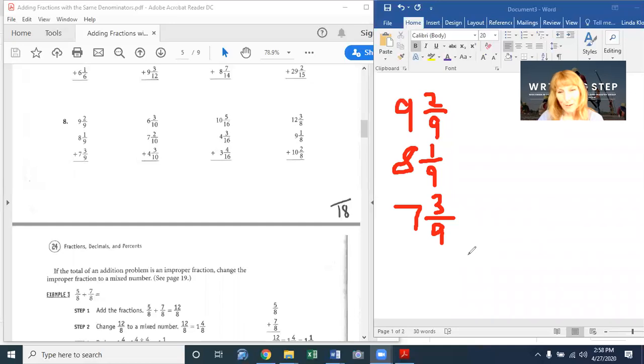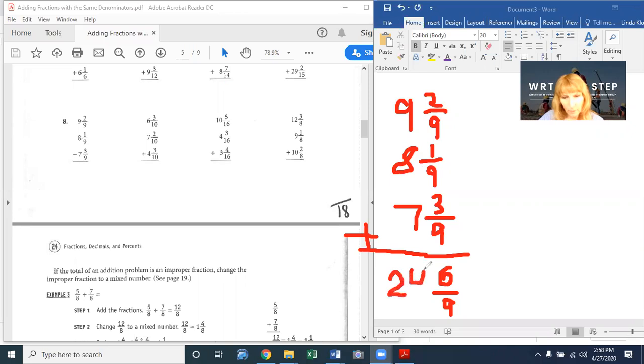Okay, so now we're gonna add that up, and remember we add the fraction side first. So we have the same bottom number, so we know we're gonna end up with a 9 on the bottom. We add the top numbers, a 2 plus a 1 plus a 3. Yes, that would give you 6/9. Okay, and now let's add up our whole numbers. 9 plus 8, that's 17, plus 7 more. 18, 19, 20, 21, 22, 23, 24, right? 24. If you don't believe me, go ahead and try that on paper.